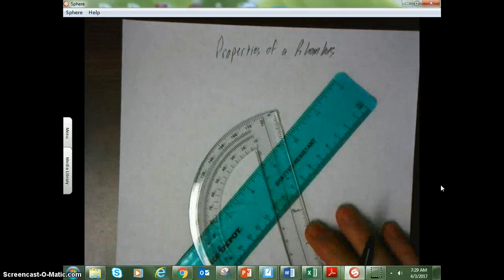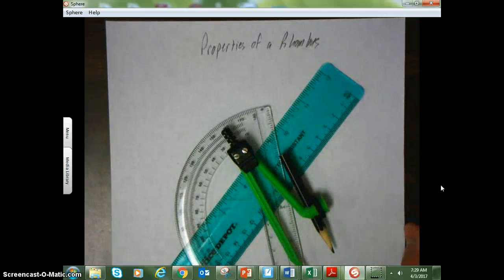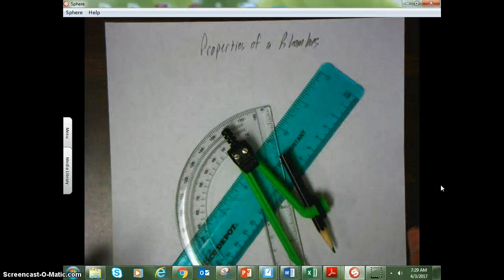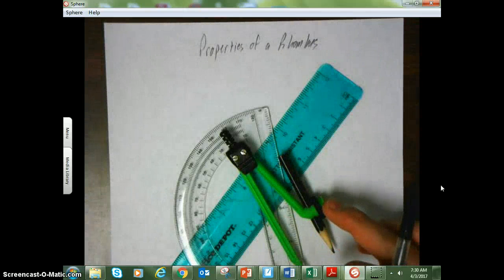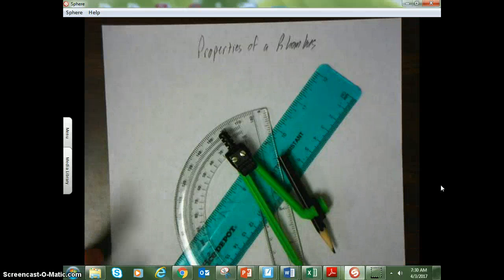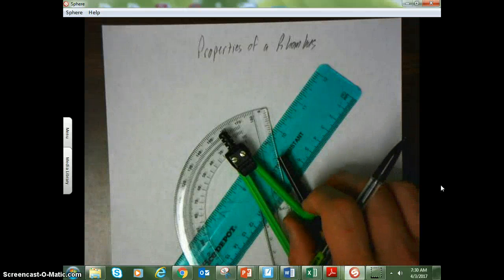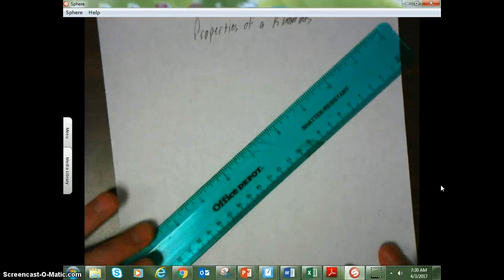So you will want some kind of a straight edge. You may want a compass depending on how you're going to be doing your constructions, and you may want to have a sheet of patty paper if you have it available to help you compare some things of the figure itself. So what I'm going to do to construct a rhombus, I'm going to cheat a little bit.